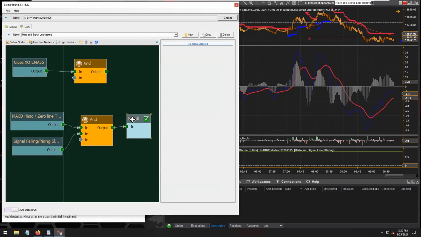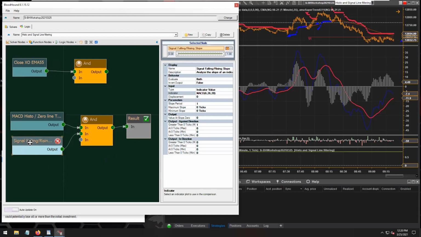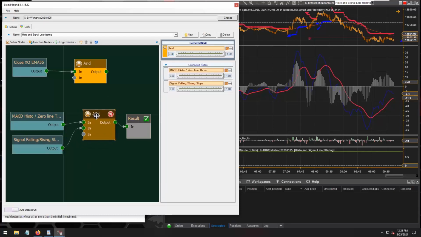So, let's see here. Brent was asking if I could show the slope solver again. Yeah, so what needed to be adjusted on the slope solver was turn off the in direction, right? And turn on the against direction there. All right, so anyways, these two AND nodes is what makes up your filtering.